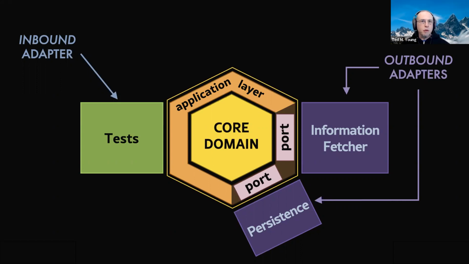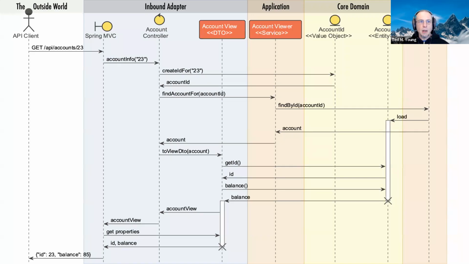So in terms of what happens when, and how do these work together? This is a sequence diagram of an activity and how it hits the different parts of the hexagon. So here we've got an API client, and it's sending in a GET request for, I want to view the balance of this account. So I've got a Spring MVC implementation. And so Spring MVC handles this GET request and basically calls a method called account info and hands me 23 as a string. Well, I need to convert this into a value object.